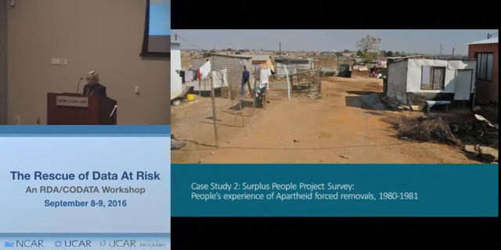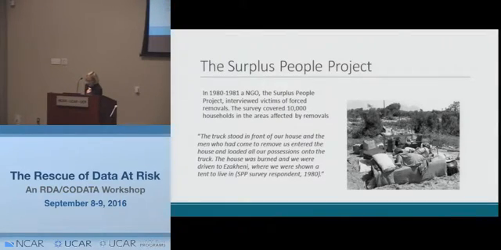That's the one study. The other case study I'm going to talk about was a survey done by the Surplus People Project. That was an NGO that during the 80s decided to investigate the effects of apartheid forced removals on communities in Natal and the Western Cape and in the Free State. What was interesting about the survey was they asked a lot of quantitative questions, but they also wanted to find out how it had affected family structures and how it had affected people emotionally. So they surveyed 10,000 households in areas affected by the removals.